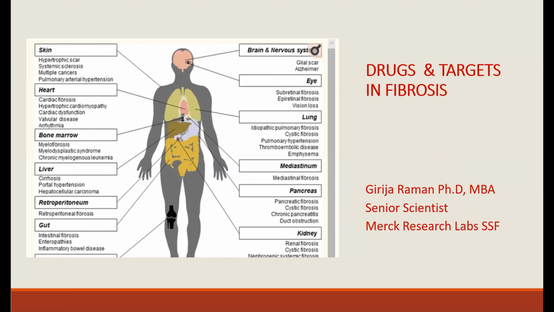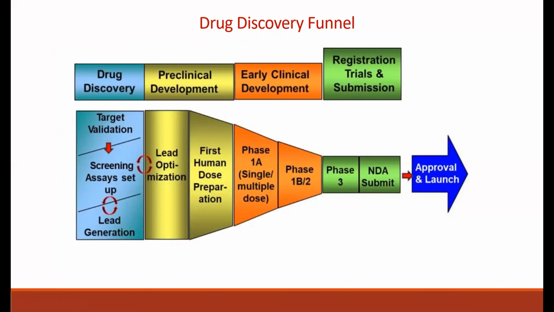So today I will speak about drugs and targets in fibrosis from a preclinical perspective. Fibrosis occurs in several organs in the body: the skin, the bone, the heart, liver, lung, pancreas. So it's a universal phenomenon in biology where something goes awry with wound healing and you will have fibrosis happening. So looking at it from a preclinical perspective and at the drug discovery funnel, you start to realize, how do I start drug discovery?